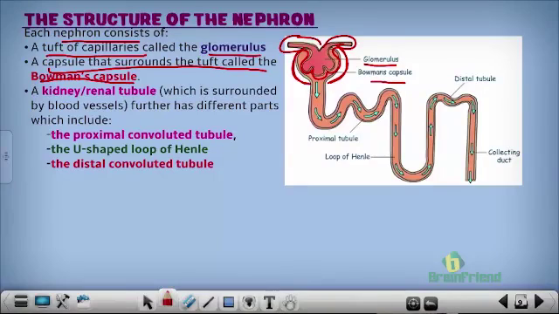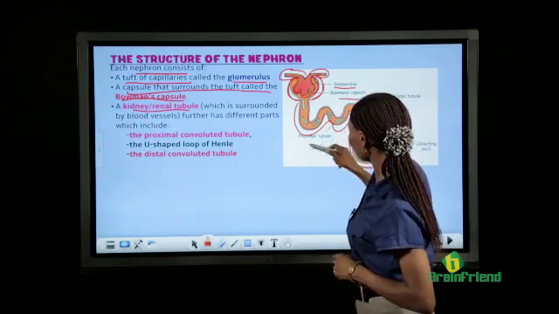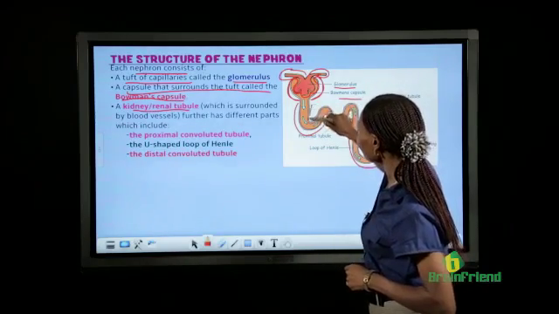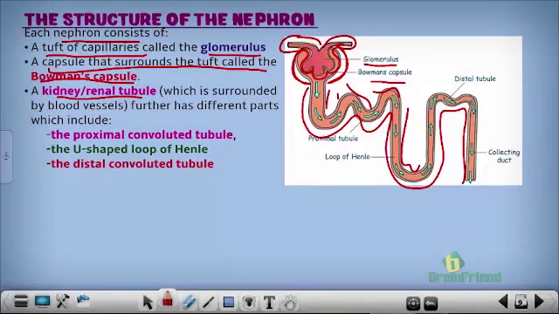Furthermore, we have the kidney or renal tubules. Down through this point is the renal tubule. This renal tubule is surrounded by blood vessels. The renal tubule is divided into the proximal convoluted tubule, the U-shaped loop of Henle, and the distal convoluted tubule.